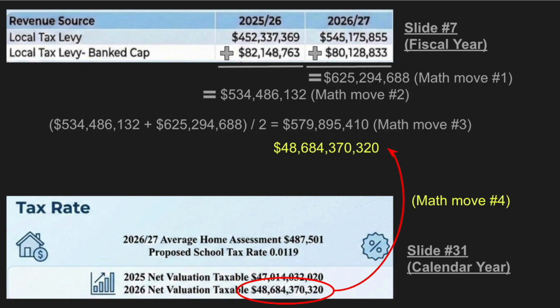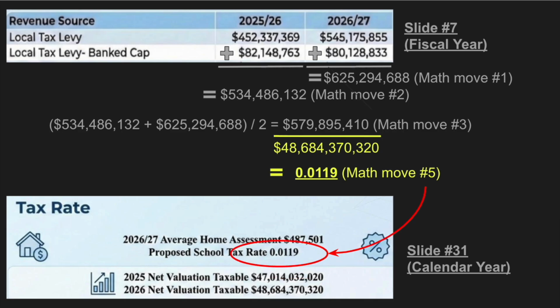Math move number 4 is to get the tax base. I separated this into its own move simply because the tax base is this important. It's a number that's published every year by the school board in its presentation, and we need it in order to compute the tax rate. The calendar year tax base number, which is an assessed value number for 2026, is $48,684,370,320.